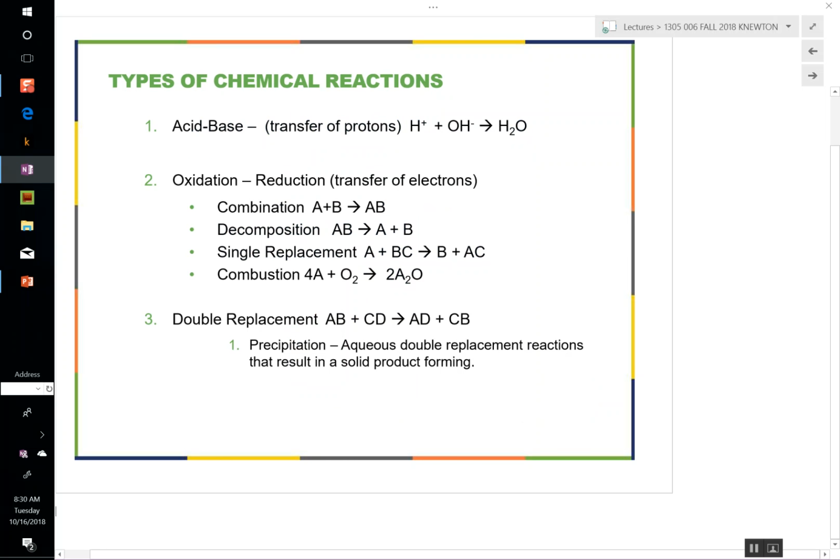So if I seem to dust over this a little bit or don't dwell on it as long as you'd like, we'll get back to some of this stuff in Module 7. All right, so we're talking about types of chemical reactions, and this is going to just break it up into some broad types, categories. Acid-base reactions, oxidation-reduction reactions, double replacement, precipitation reactions.